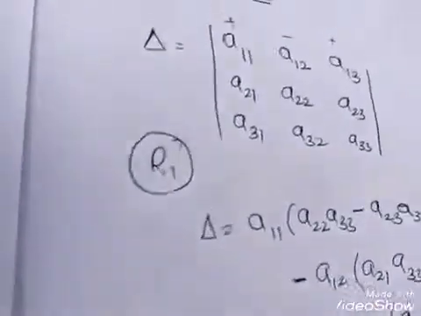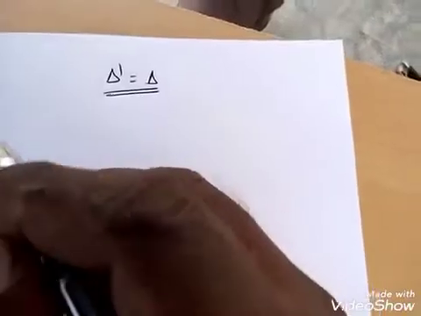Now observe an example. Any example you can take; here I am taking a simple example for property 1. What we discussed in property 1 is that delta dash is equal to delta, that is, the value of the determinant is equal to the value of the determinant of its transpose.